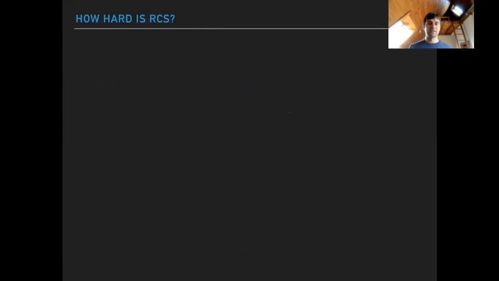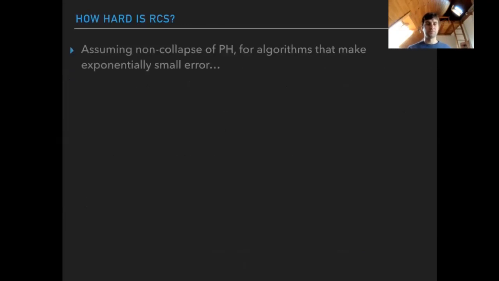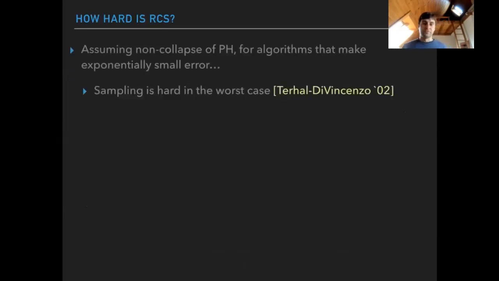So now I'll mention a couple of known hardness results for this problem. So if we assume the non-collapse of the polynomial hierarchy, which is believed to be the case, then following a result of Terhal and DiVincenzo, we know that at least for classical algorithms that make error that's exponentially small in some sense, the sampling task is worst case hard. So this means that if we have any efficient classical algorithm for sampling, it cannot generically work on all random circuit realizations.